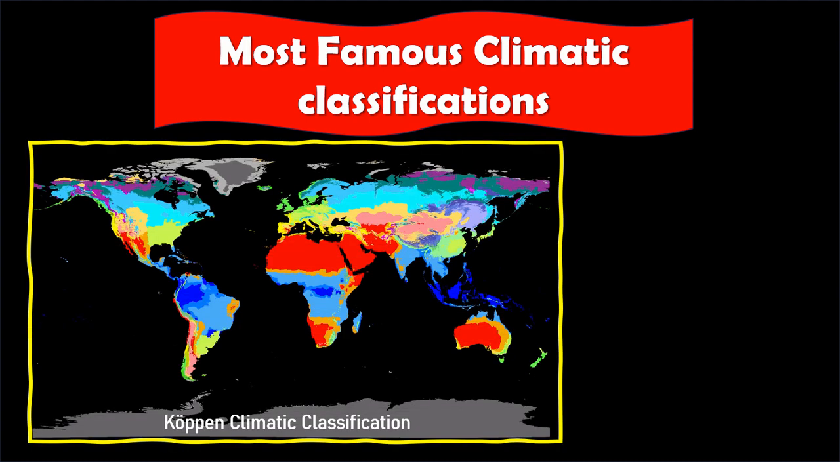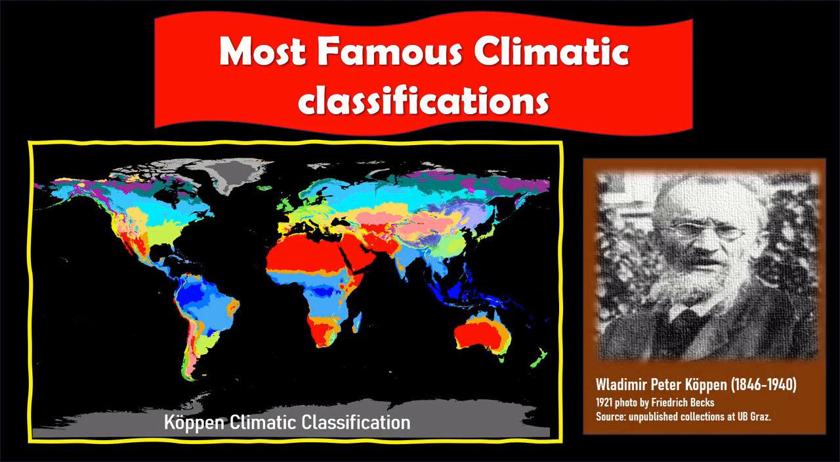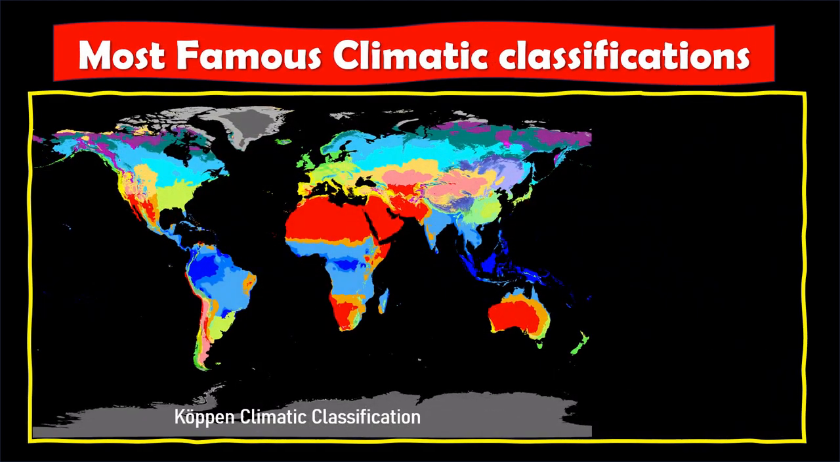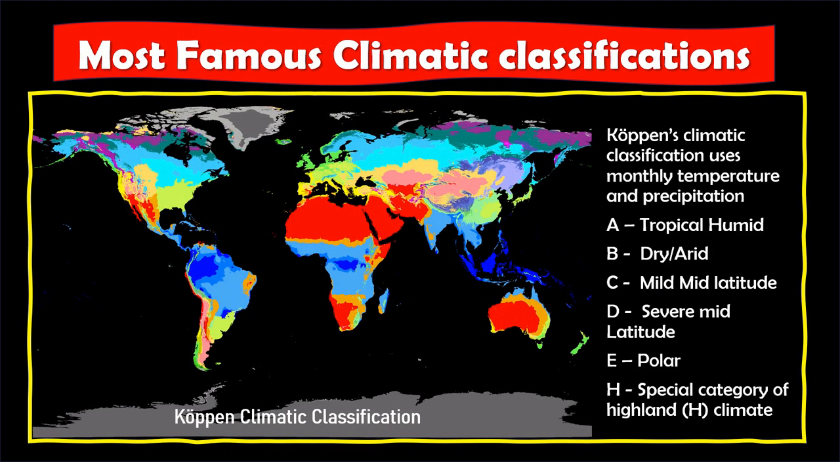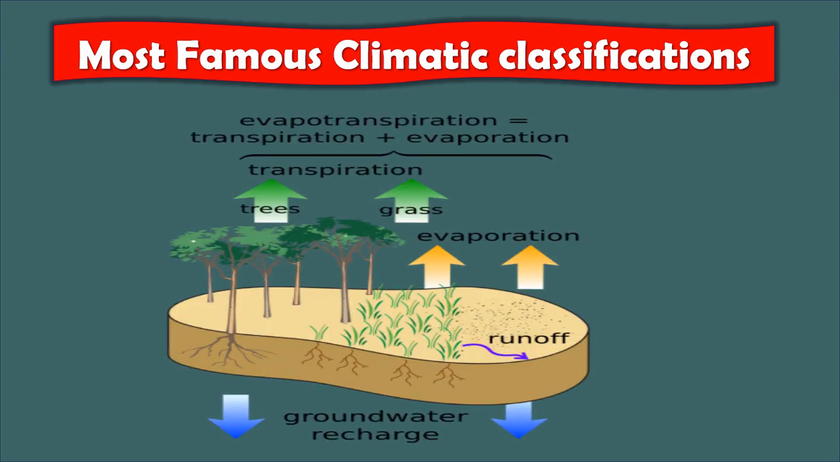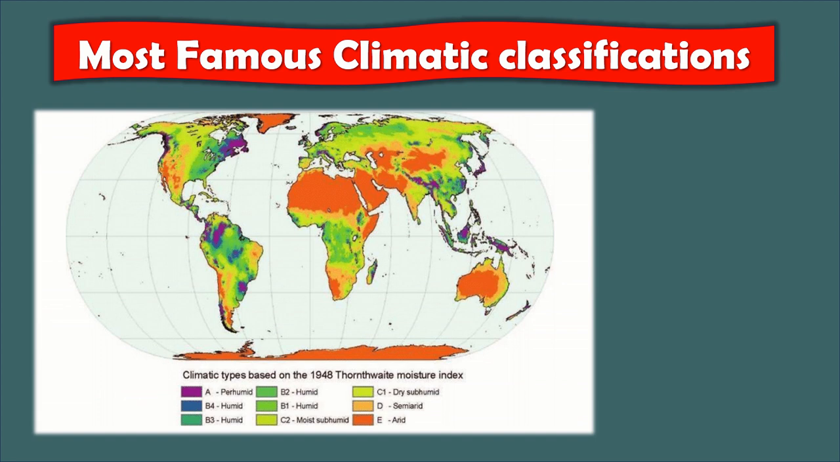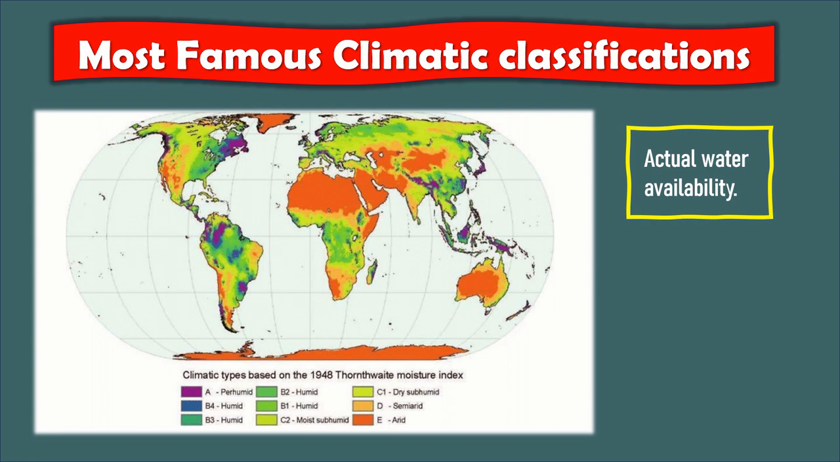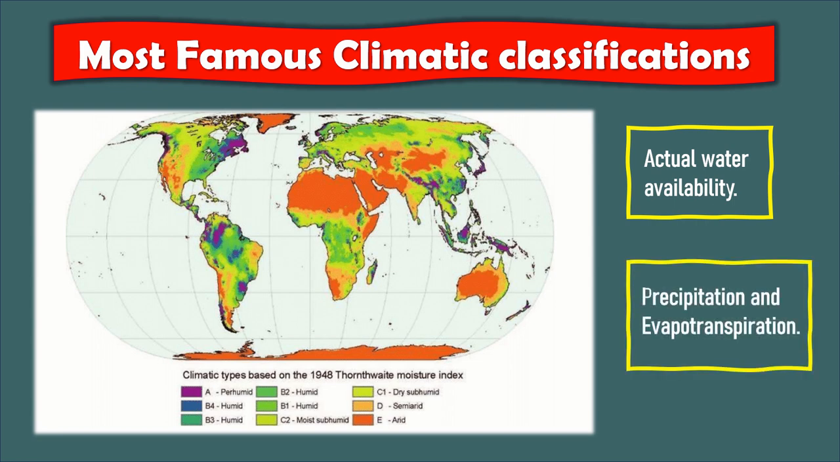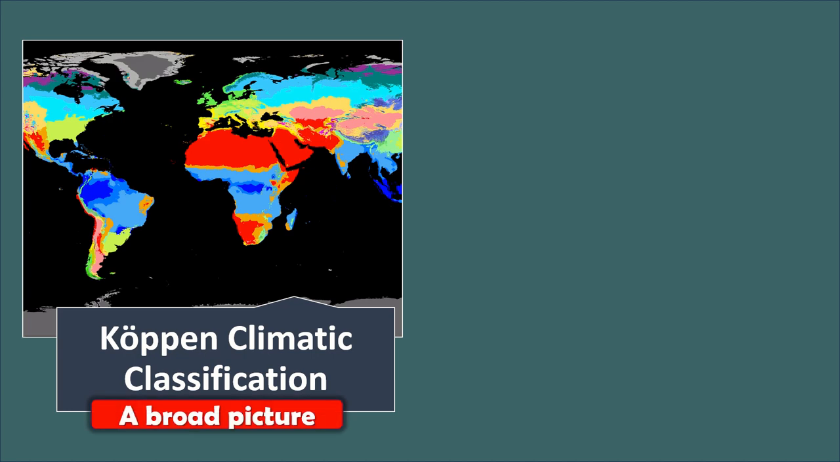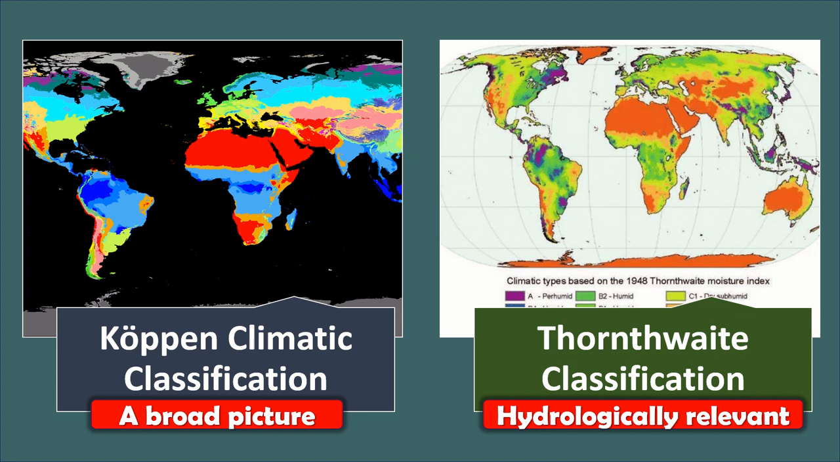Now, let us look at the most famous system. That would be the Köppen climatic classification, introduced by botanist Vladimir Köppen in the 1870s. Simple yet powerful, it uses monthly temperature and precipitation data to divide the world into zones, each closely aligned with vegetation and soil types. But for more precision, especially where water balance is important, scientists turn to the Thornthwaite classification, developed in 1931 and revised in 1948. It accounts not just for moisture and temperature, but for actual water availability, integrating the interaction between precipitation and evapotranspiration. Köppen offers a broad picture, whereas Thornthwaite delivers hydrologically relevant insights. Each has its role, depending on what you're trying to understand.